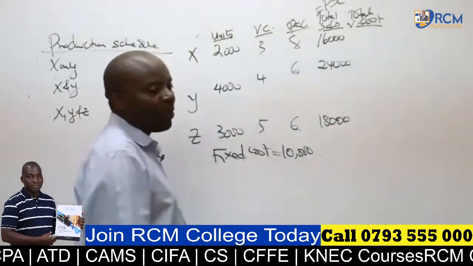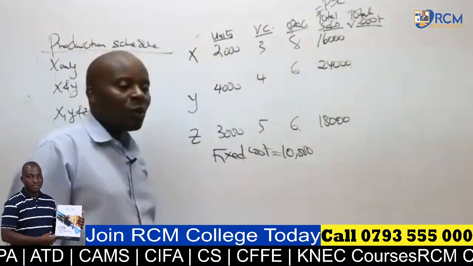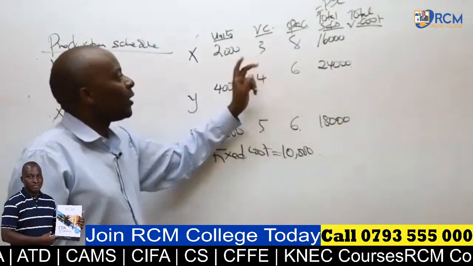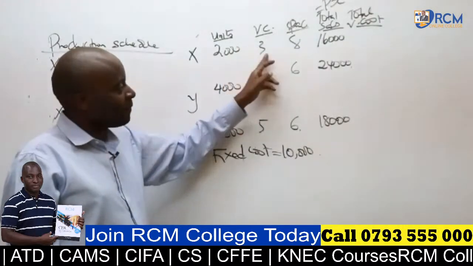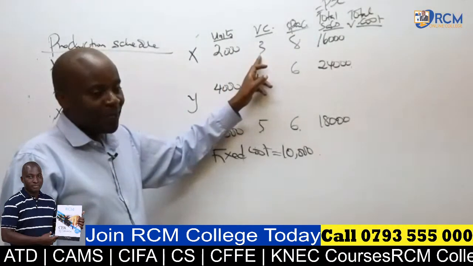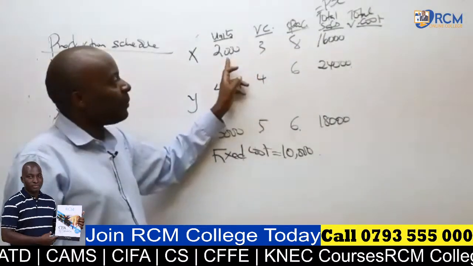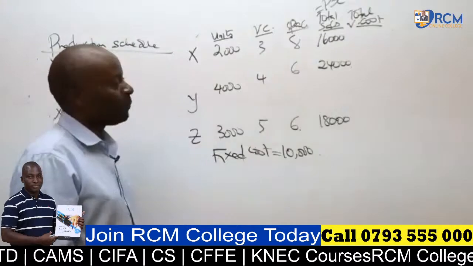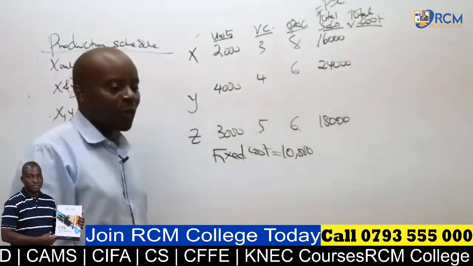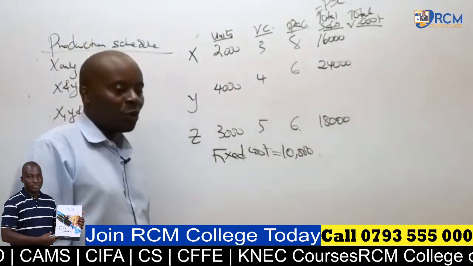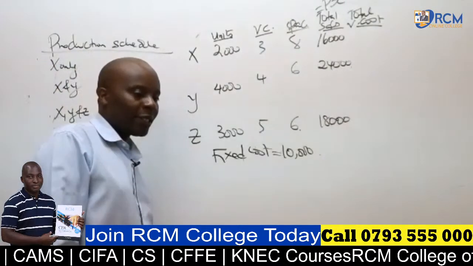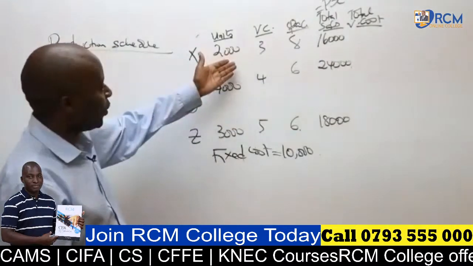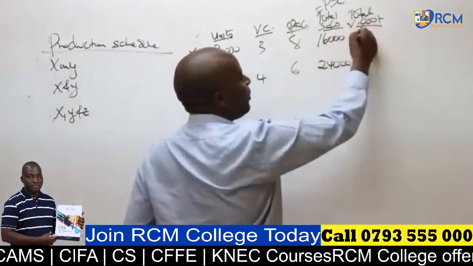So then could you kindly go and do the same for variable cost. So for variable cost, what are we doing? We are taking variable cost per unit times number of units. Remember, variable cost per unit times number of units. So is there somebody who is able to give me the total variable cost for X? Somebody, 6,000, yes. It's 2,000 times 3. So this gives me 6,000.